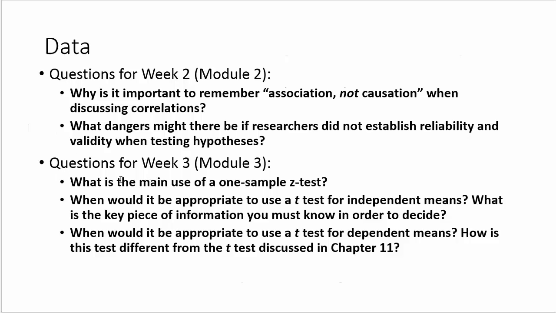And for week 3 you can see here 3 questions. One is, what is the main use of one sample z-test? And the second question was, when would it be appropriate to use a t-test for independent means? What is the key piece of information you must know in order to decide? And then you can read this third question, based on chapter 11, asking when to use dependent samples t-test and when to use the other type of t-test.